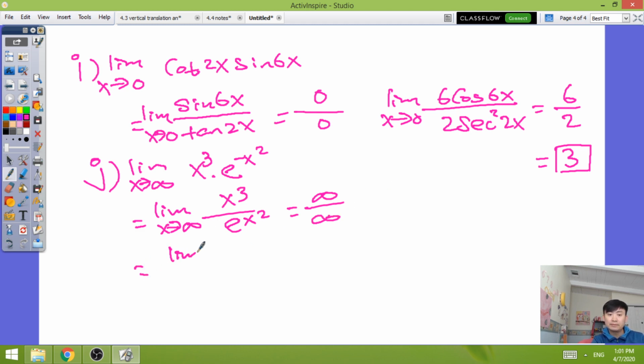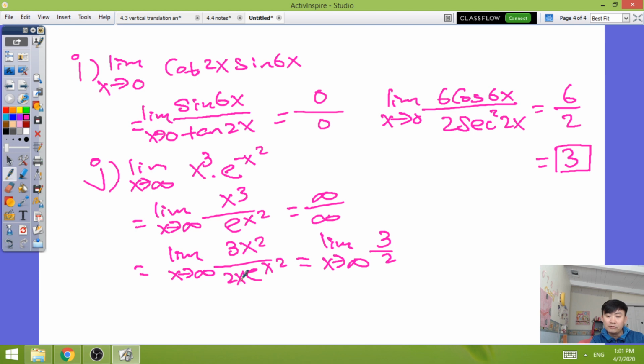So we have the limit as x approaches infinity. The derivative of x to the power of 3 is 3x squared. The derivative of e to the power of x squared is the same thing, e to the power of x squared, but don't forget the chain rule on the power, so times 2x. Before we plug in a number, it looks like we can reduce the top and the bottom. So we get 3 halves, x squared over x is just x, and in the denominator, don't forget the e to the power of x squared.